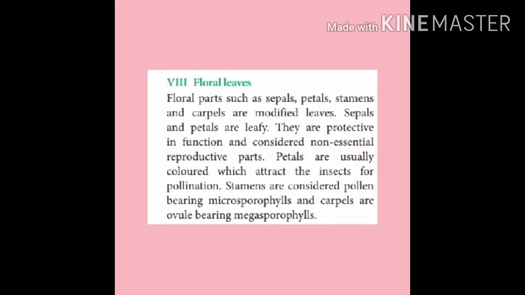Floral parts such as sepals, petals, stamens and carpels are modified leaves. The sepals and petals are leafy and protective in function. Stamens are considered pollen-bearing microsporophylls and carpels are ovule-bearing megasporophylls. So it is the modified leaf that you see as a flower.